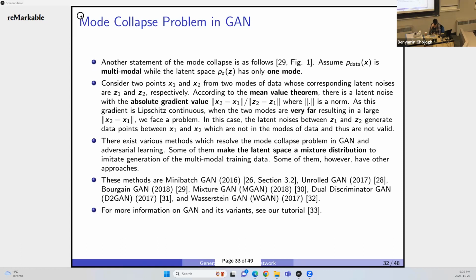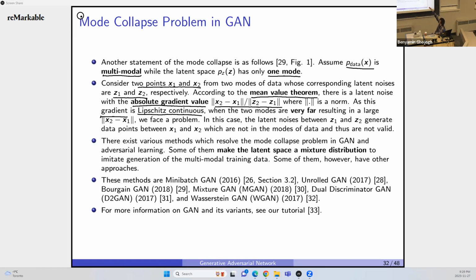And another statement of mode collapse is this. Assume P data X is multimodal, while the latent space PZ has one mode. Consider two points X1 and X2 from two modes of the data whose corresponding latent noises are Z1 and Z2. Then, according to the mean value theorem, there is a latent noise where the absolute gradient value is the L2 norm of X2 minus X1 over the L2 norm of Z2 minus Z1. This gradient is Lipschitz continuous, by the way.